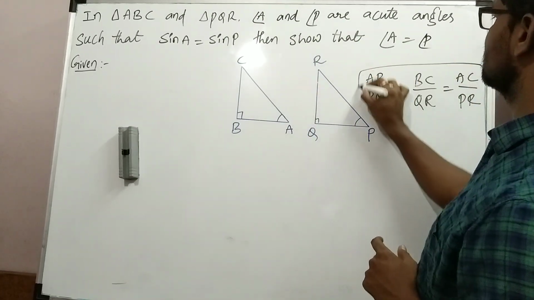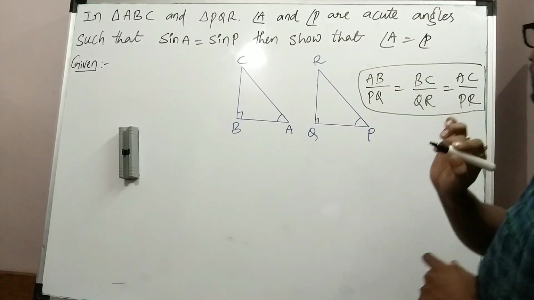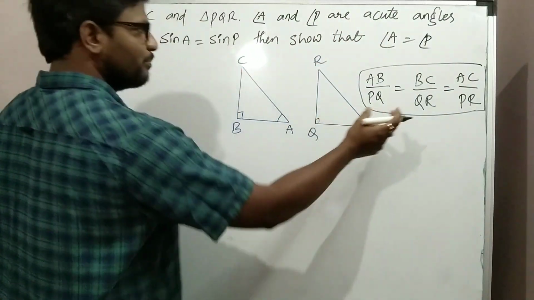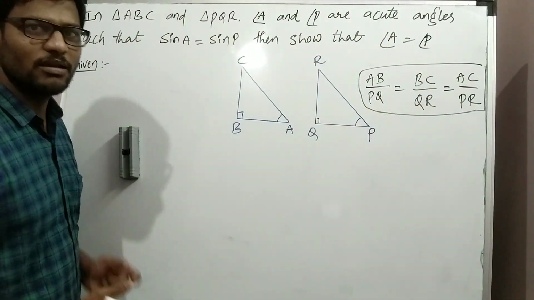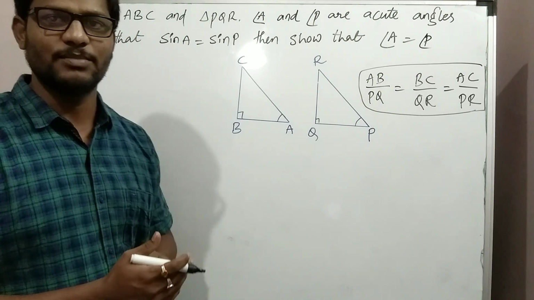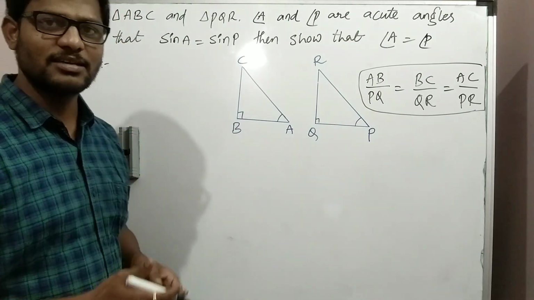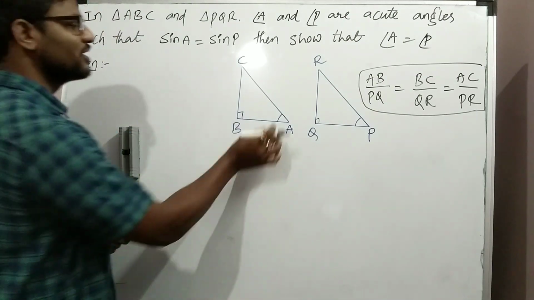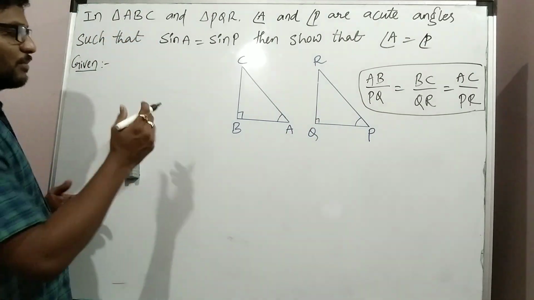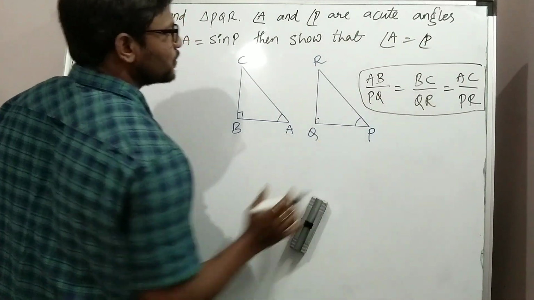This is what we have to prove. This is our first target. If we prove these three ratios are equal, we can say these two triangles are similar. Once we get that these two triangles are similar, we can take corresponding angles as equal, that is, angle A equals angle P. But how to prove corresponding sides proportional?